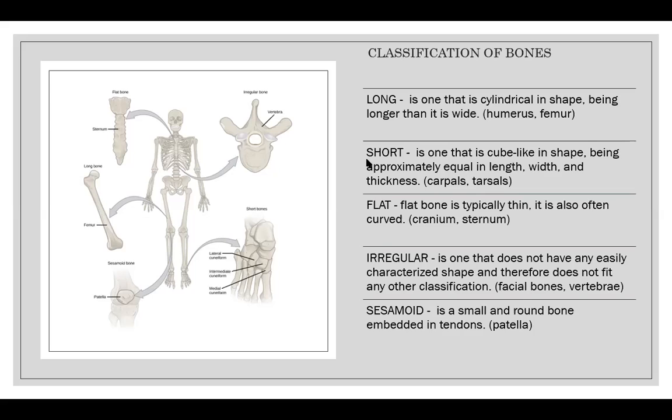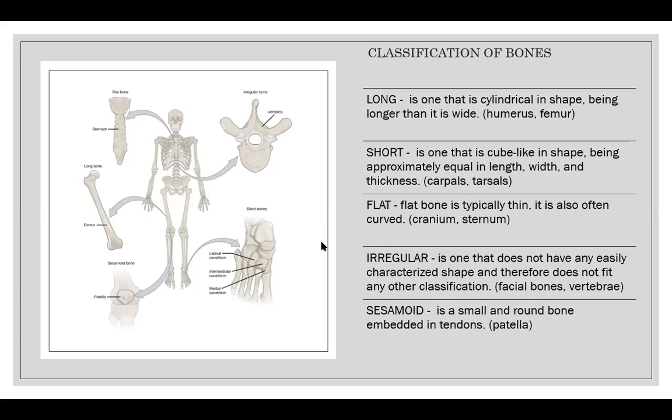Flat bones are typically thin, and they are also often curved. Some examples of those are the bones of your skull and your sternum. Irregular bones are ones that don't easily fit into the categories because they're not really long, not short, not flat. So they don't fit into any of those categories. Some examples of that would be the bones in your face and the bones of your spine.